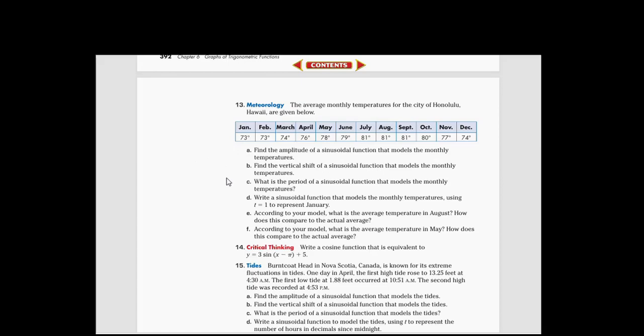C. What is the period of the sinusoidal function? D. Write a function that models the monthly temperatures with the following parameter: t equals 1 to represent January. E. According to your model, what is the average temperature in August? How does this compare to the actual average? F. The same question for the month of May. Later, we'll do a check-in.